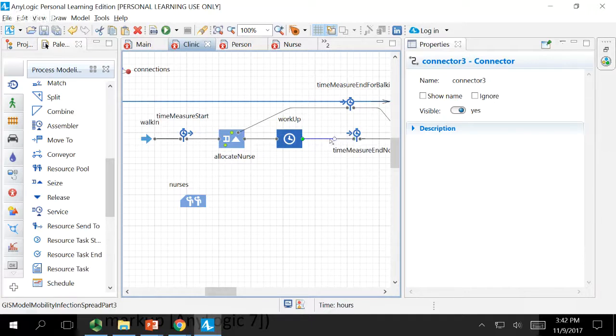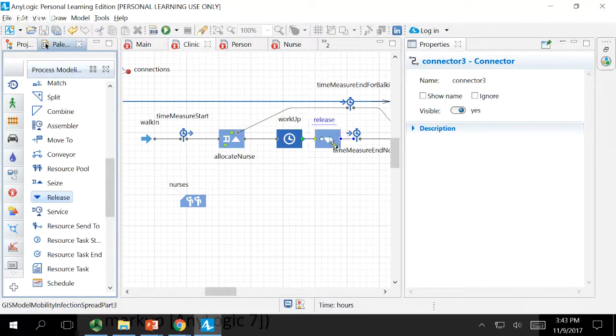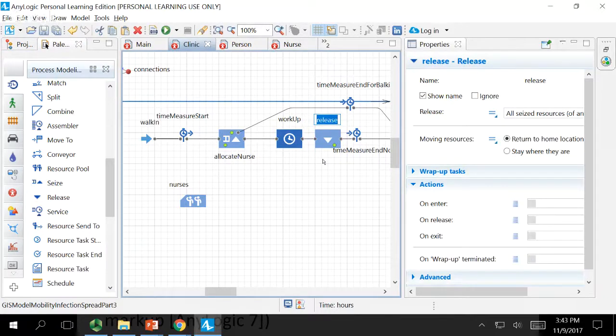One thing that also needs to occur is we need to do what? We need to release the nurse. So we're going to need to add a block here, which is called release nurse, okay?